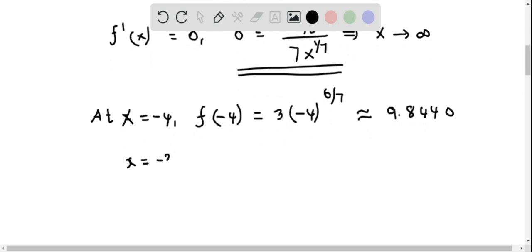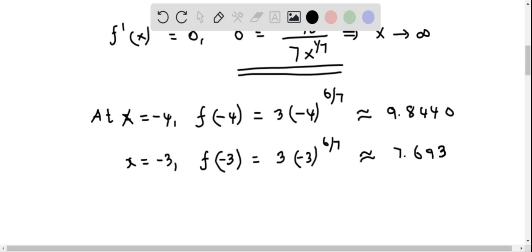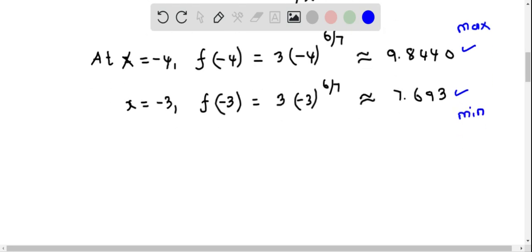Now let's determine the value of the function at the other endpoint, that is the rightmost endpoint, when x equals -3. So it becomes f of -3, and this equals 3 times -3 raised to the power of 6 by 7. And we plug this into the calculator, and when you do that we get approximately 7.693. And from these two values, we can clearly say that this is the maximum out of these two values, and this is the minimum.